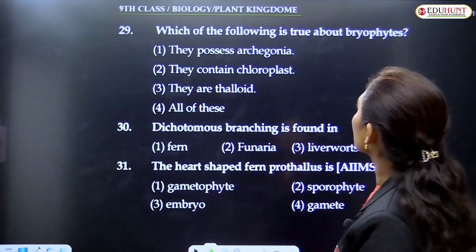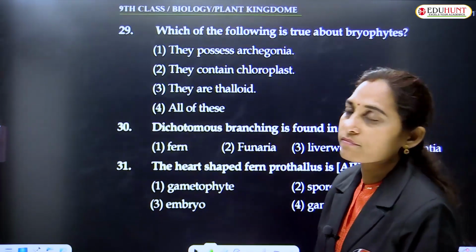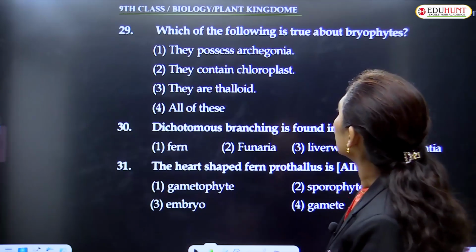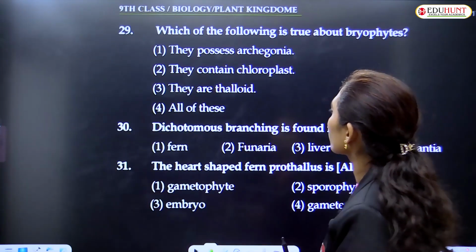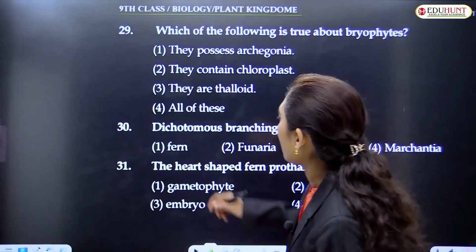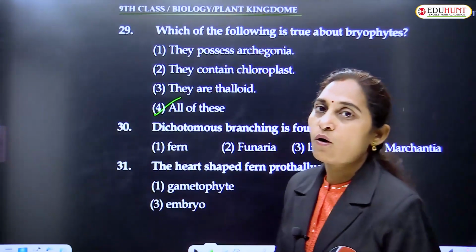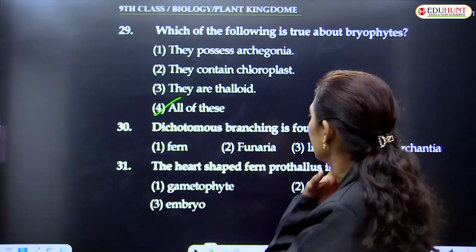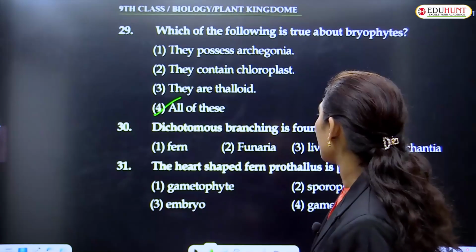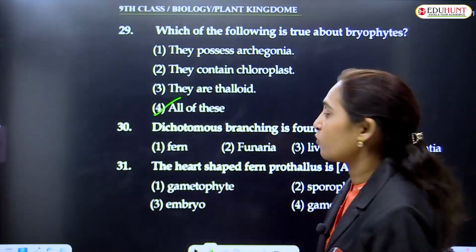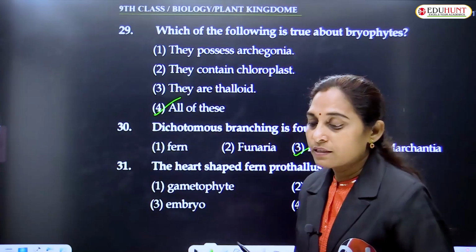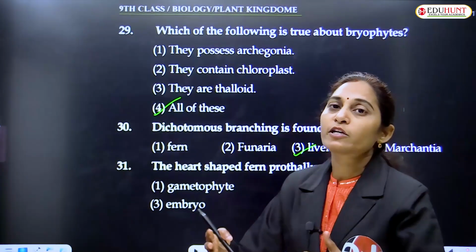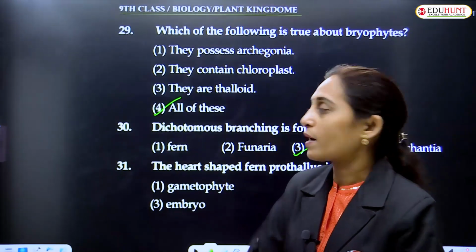Which of the following is true about bryophytes? They possess archegonia, they contain chloroplast, they are thalloid, all of the above. All of these are correct. Dichotomous branching is found in liverworts. Because of that branching, they resemble the human liver.